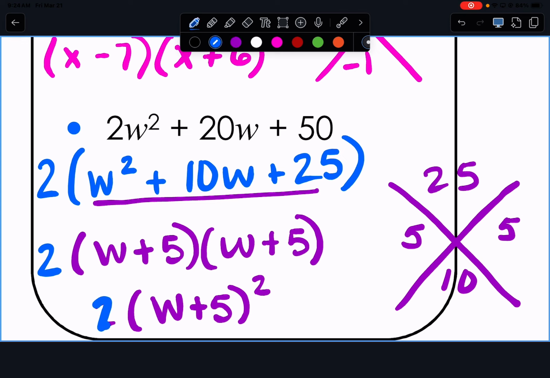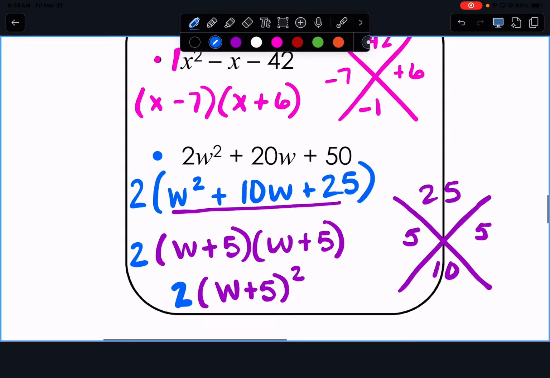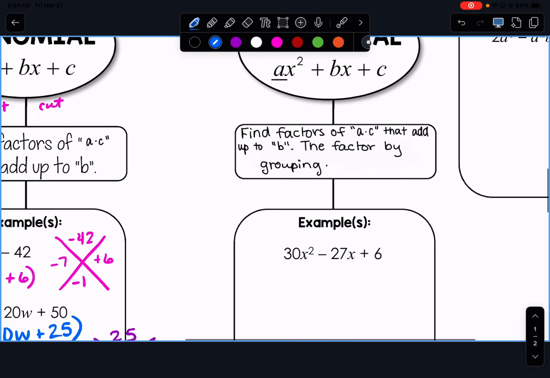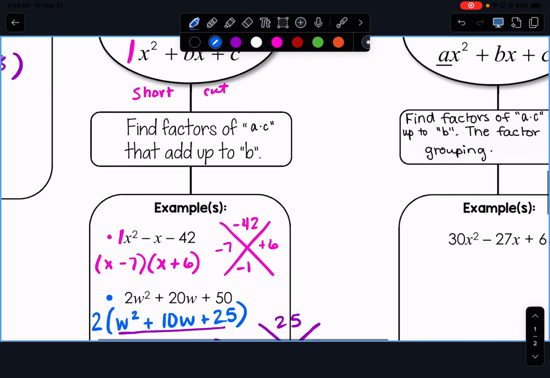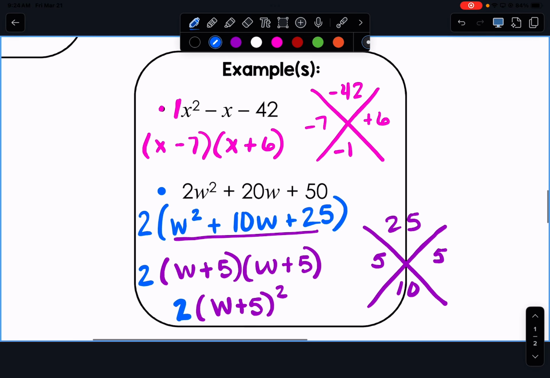Just make sure that the GCF stays in front. If you take a GCF out, it has to stay in front the whole time. Okay? The next one we're going to look at is when A is not 1. When A is not 1, we have to factor by grouping.